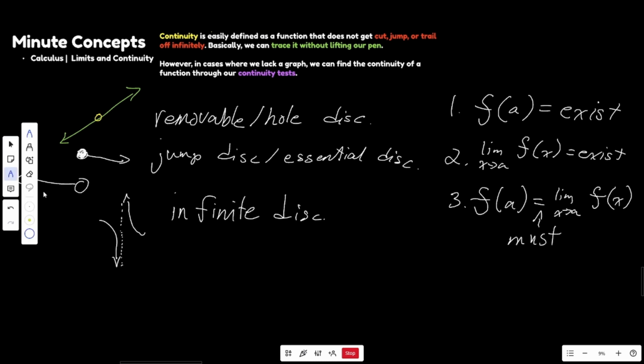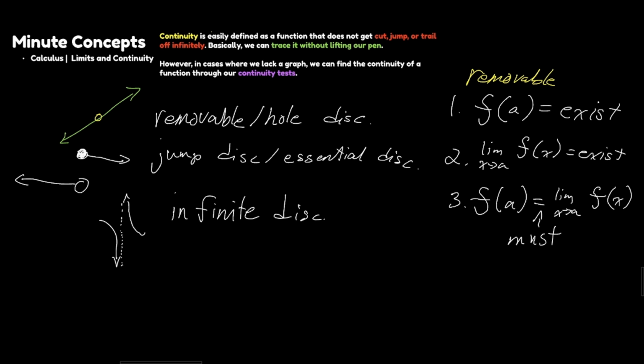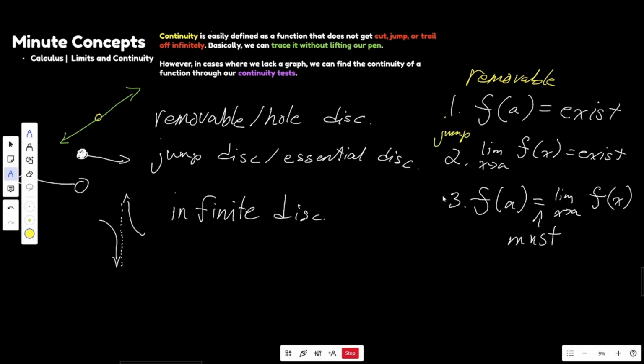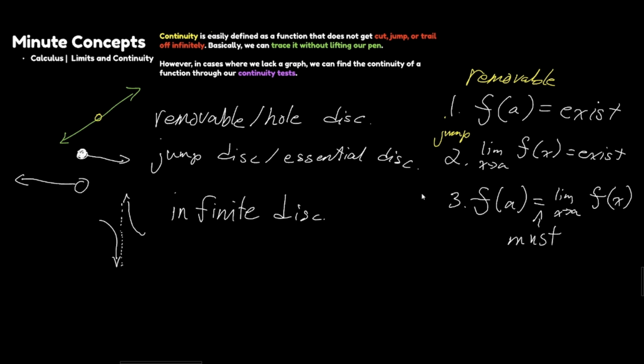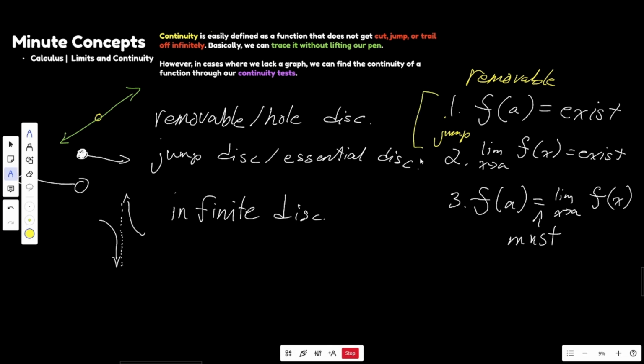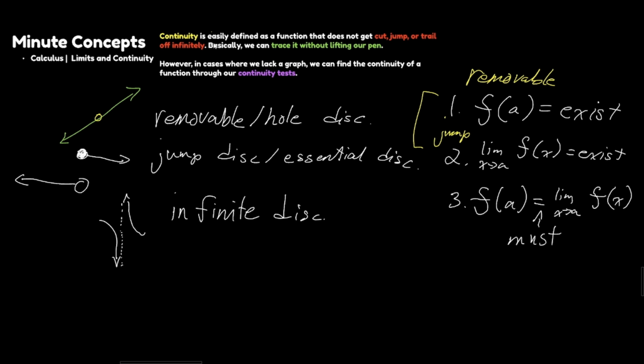And the giveaways are this. If the first one is unsatisfied, then it's removable. If the second one is unsatisfied but the first is satisfied, then it's a jump. If the third is not satisfied, it's possibly an infinite, though these two not being satisfied are already signs that this will also fail. The third one is essentially just a descriptor as to whether or not it's infinitely discontinuous. So pretty much these first two conditions are what you need to pay attention to.